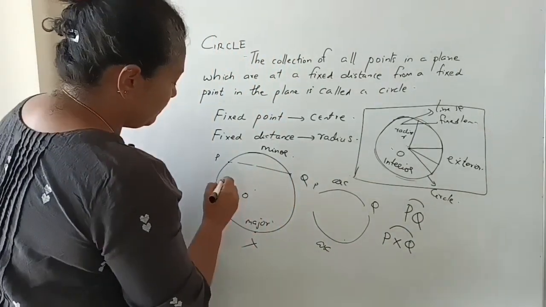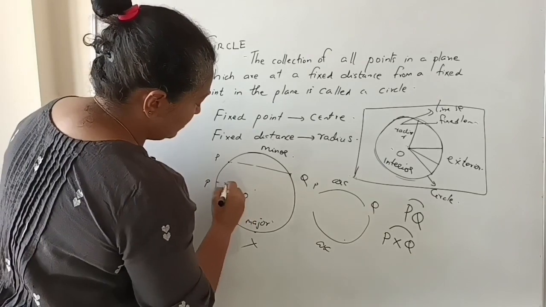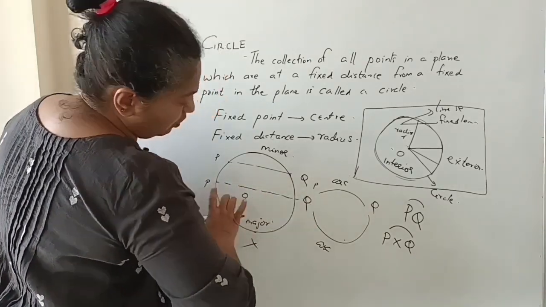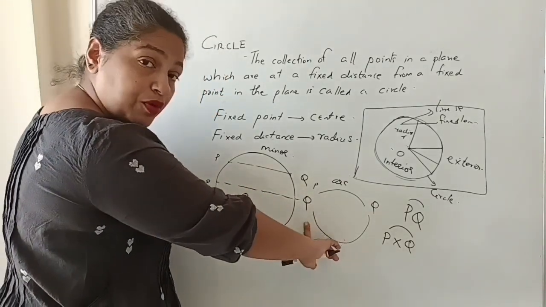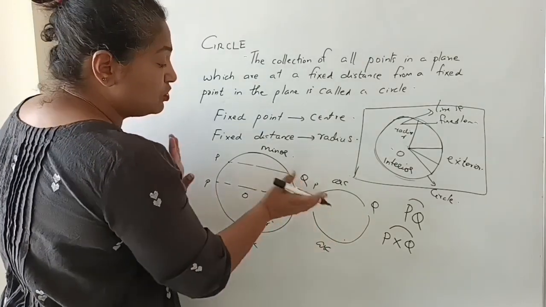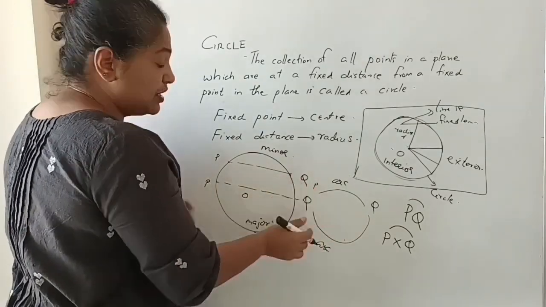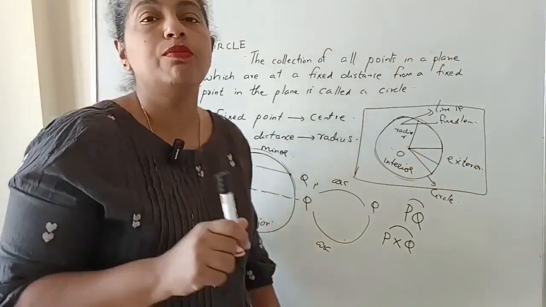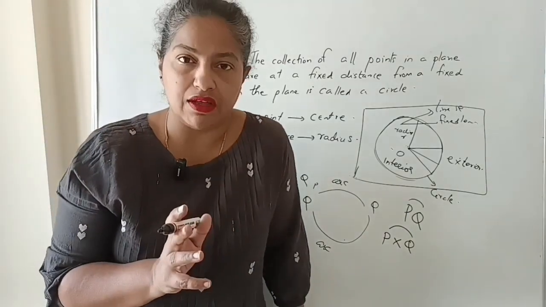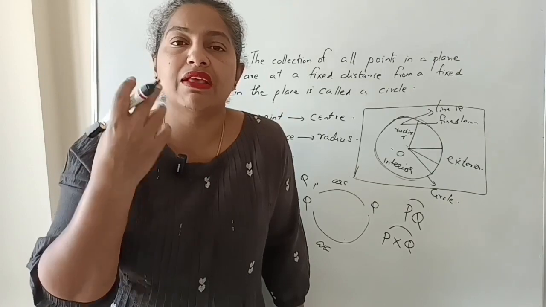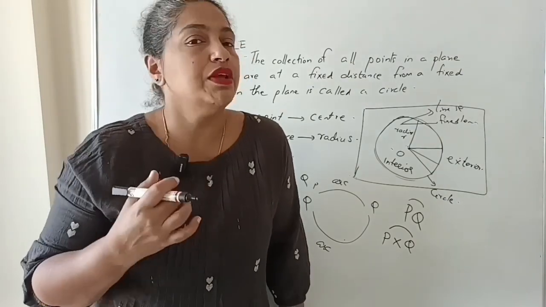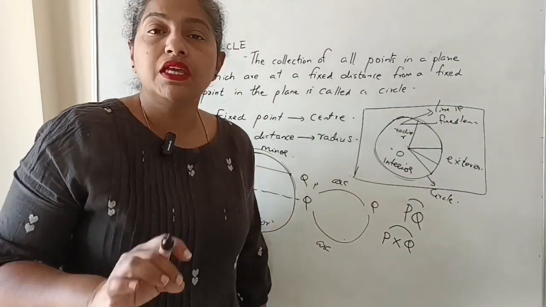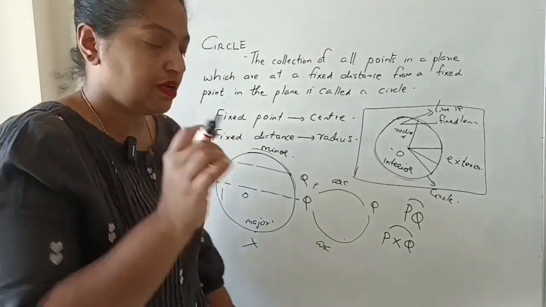Now suppose P and Q lie on the 2 ends of the diameter, then you can see that both the arcs will be equal. There will be no minor and major arc, both are equal arcs. So a diameter basically divides a circle into 2 equal arcs. Each of these equal arcs is called a semicircle.